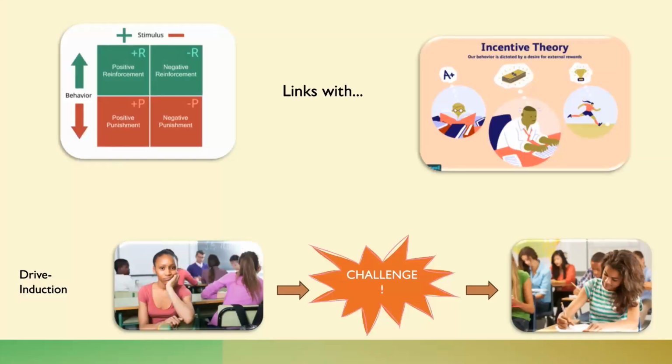So in his theory, Hull also includes reinforcement. So when a behavior leads to a satisfying outcome, like when you wrap yourself in a blanket and you feel warm as a result, the behavior is reinforced and it makes you more likely to repeat the action in the future. In this way, it intersects with the incentive theory, which suggests that people are motivated by external rewards.